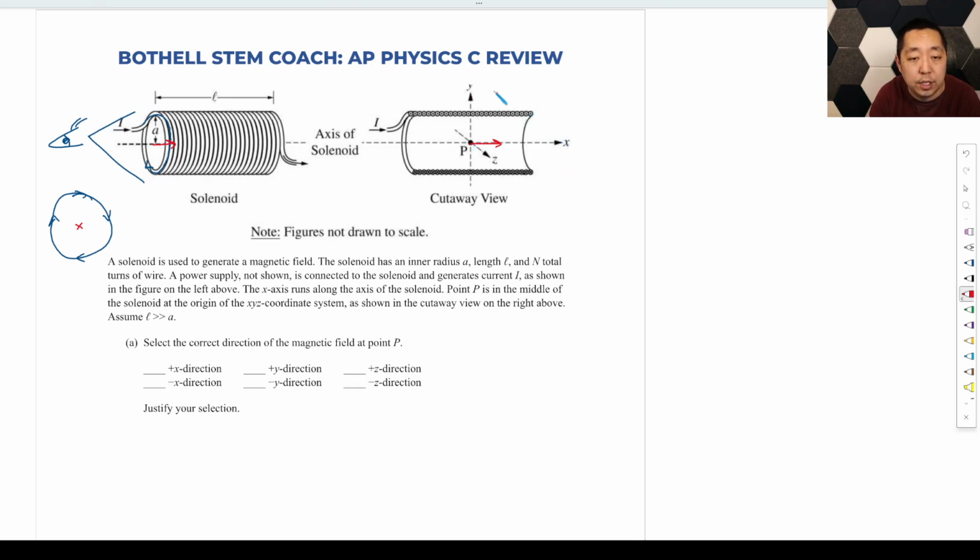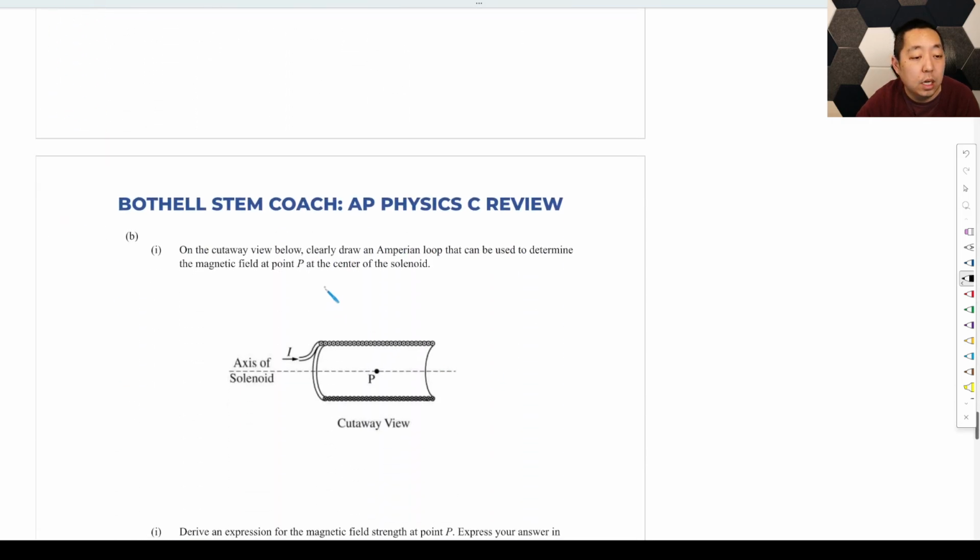That would be the positive x direction. See the arrows here, x, y? That's the positive x direction. I'm not going to write out the words, I just explained it to you. You can write out the words with the right-hand rule: your fingers would curl to the right from all those components of a loop. Okay. On the cutaway, draw an Ampere loop that can be used to determine the magnetic field.